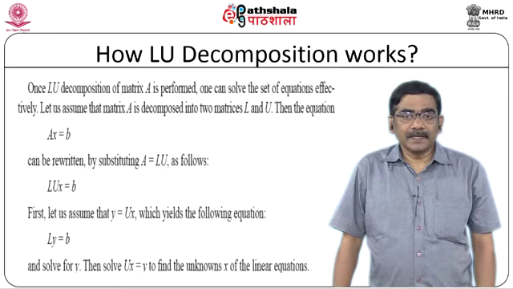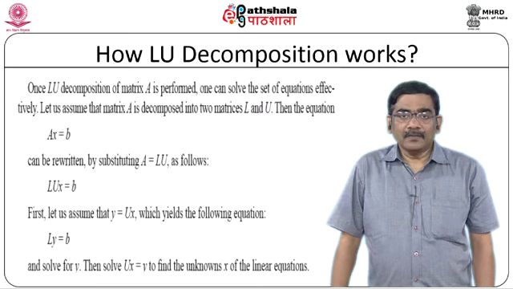Now this becomes LUx = B. First you assume that y = Ux. That means it becomes Ly = B. Now we can solve for the unknowns y, and once you have y, you can substitute it into the equation Ux = y, where we know U and we know y. So, now we can find the unknowns x. This is the advantage of this method.